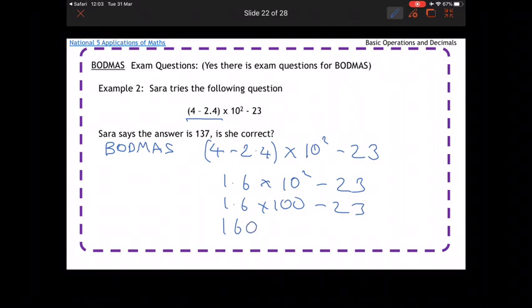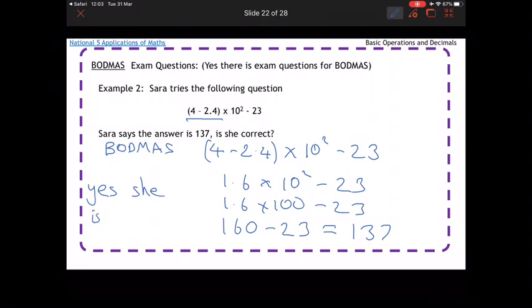So I've got 1.6 times 100. I'm going to move that number 2 spaces to the left, which gives me 160. 160 take away 23 is 137, which is the same answer. So again, just communicate with the marker that she is correct. Yes, the answer is 137. Okay.